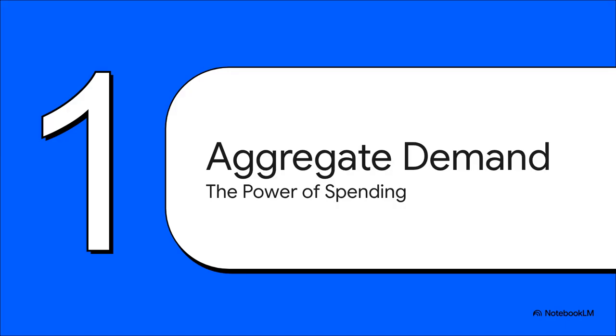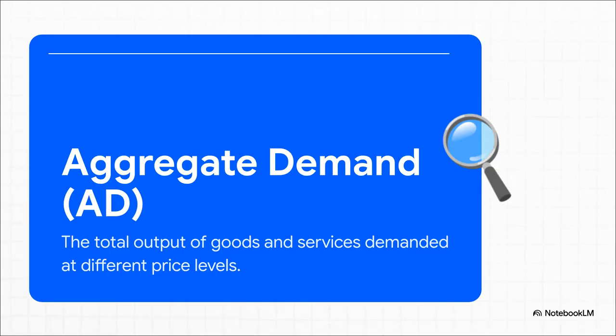We're going to start with the first half of our map, the spending side. This is all about the total collective demand for everything produced in an economy. Think about it. From your morning coffee to a company building a brand new factory, it all adds up. And that grand total has a name, aggregate demand, or AD for short. It's basically the sum of all the spending in the economy.